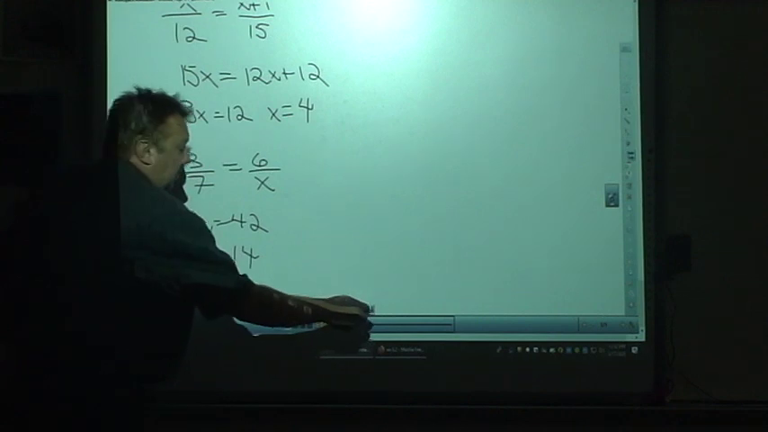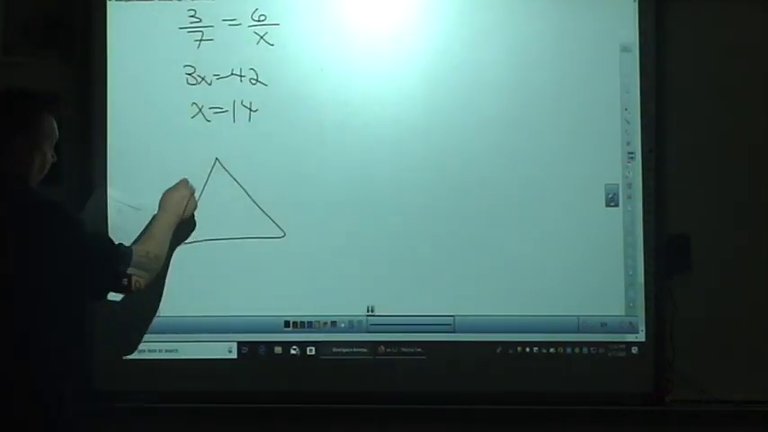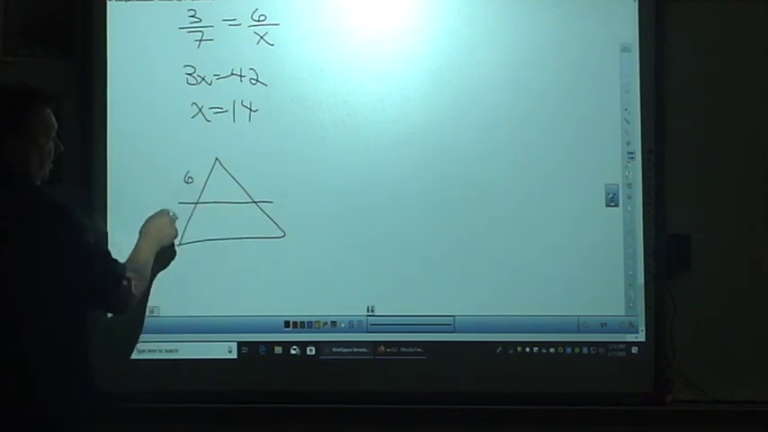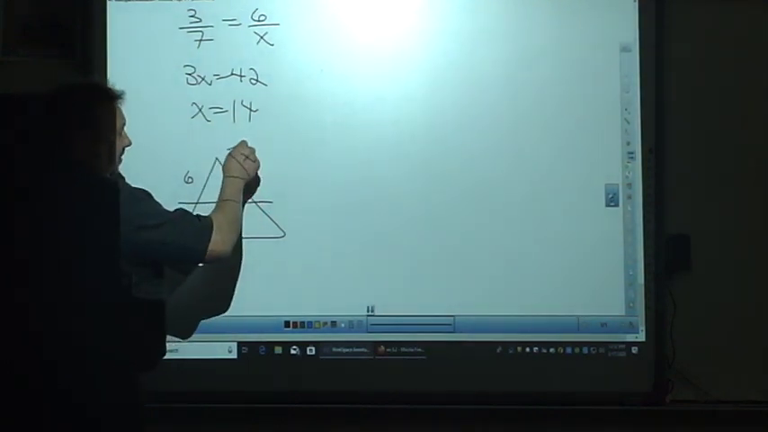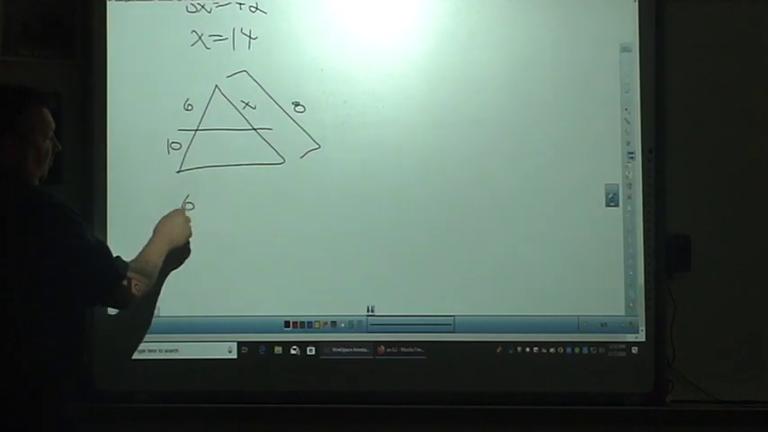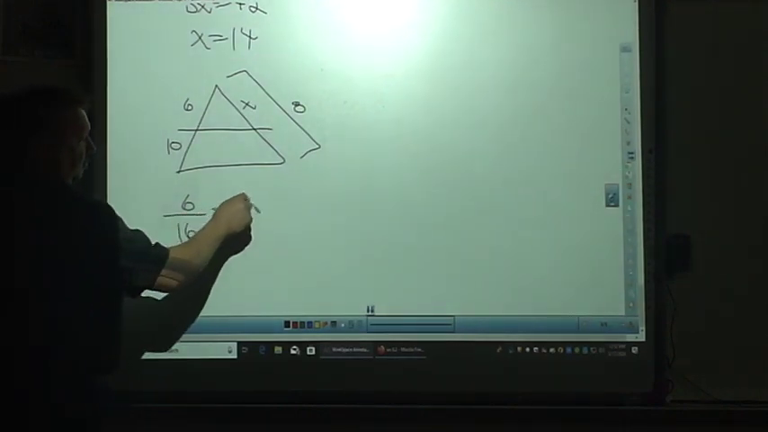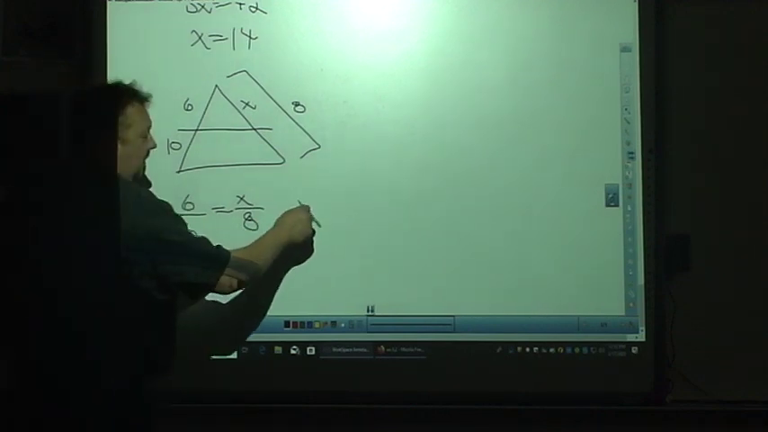22 is going to be similar, except you've got to find that missing piece, which is here is 6, this is 10, it was 16, take away 10 gives you 6. Corresponding side is x, and long side is 8. 6 over 16 equals x over 8. Cross multiply, you get x equals 3.